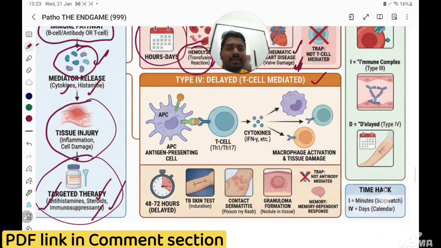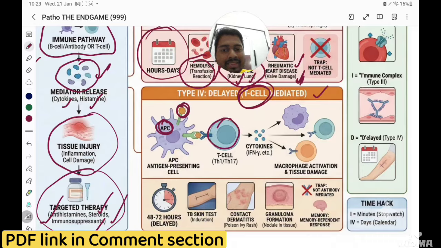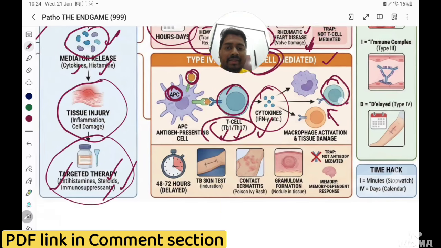This occurs over days to weeks, a little longer than type 2. The most important one is type 4, delayed, which is mediated by T cells. So far, type 1 was mediated by mast cells, types 2 and 3 by B cells, and now type 4 is mediated by T cells. An antigen presenting cell grabs the antigen and activates the T cell, which causes activation of Th1 and Th17. We saw earlier that Th1 and Th17 are related to autoimmune diseases. They release cytokines, especially interferon gamma, causing macrophage activation and granuloma formation.